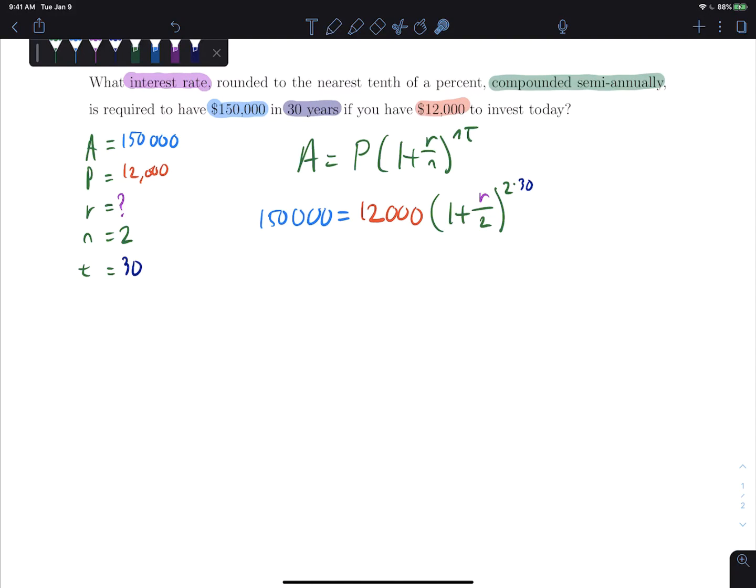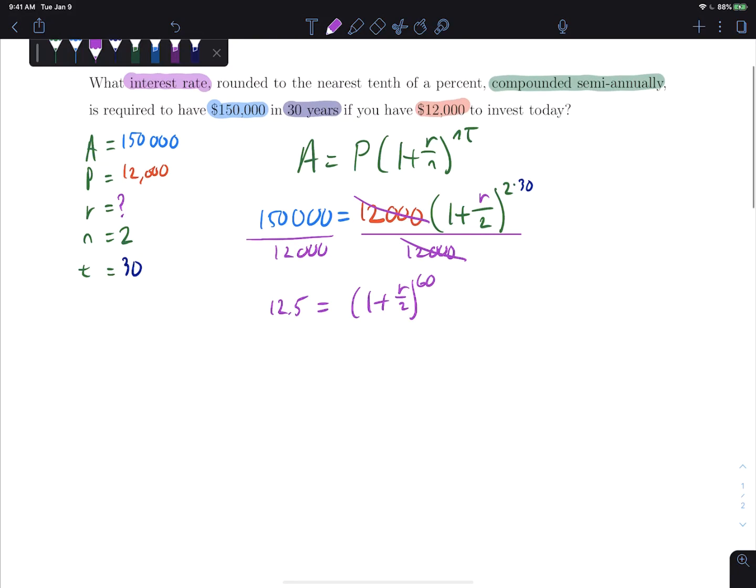Fantastic. Now, notice that what we're trying to do is solve for R. To do that, I need to get rid of this 12,000, which means I need to divide everything by 12,000 here. Notice that that 12,000 cancels there. And so what we're left with is 150,000 over 12,000. And if you actually do this division, you're just going to get 12.5. So 12.5 is equal to 1 plus R over 2, all to the 2 times 30. But 2 times 30 is 60.